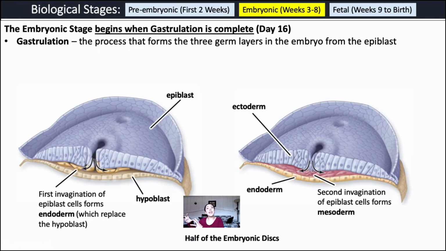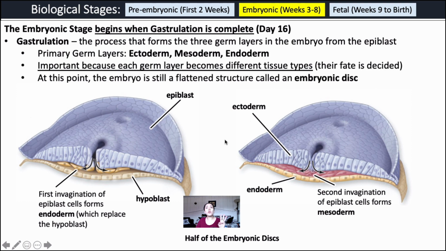So now let's move on to the embryonic stage. Now remember, this begins around day 16, and what marks the beginning of the embryonic stage is the completion of a process called gastrulation. Gastrulation is the process that forms the 3 germ layers in the embryo from the epiblast. The 3 germ layers that form in the embryo are called the ectoderm, mesoderm, and endoderm.